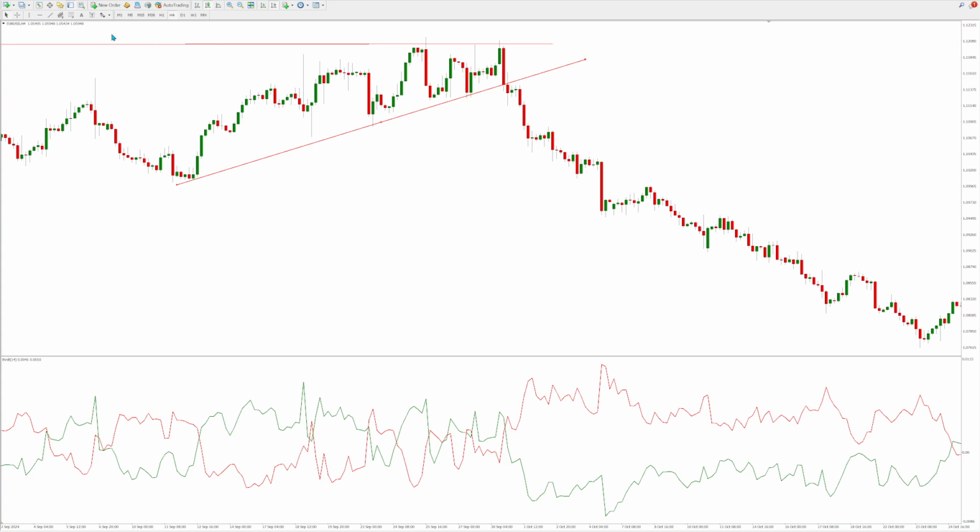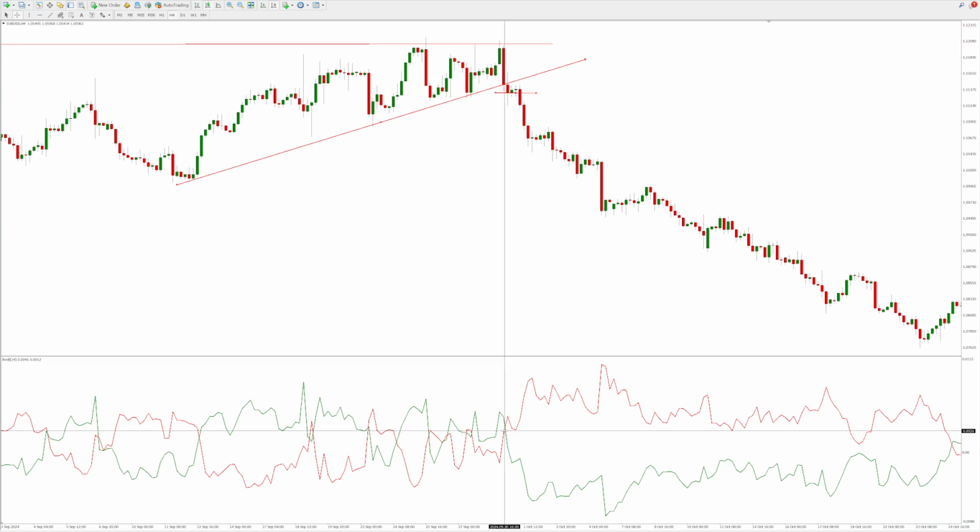Support line then becomes resistance. We have some indecision here and a slight pullback. But then eventually we get the breakout to the downside there. And that's when the bearish trend starts. That ties in nicely with the red crossing above the green. So that's our signal, our bearish signal.